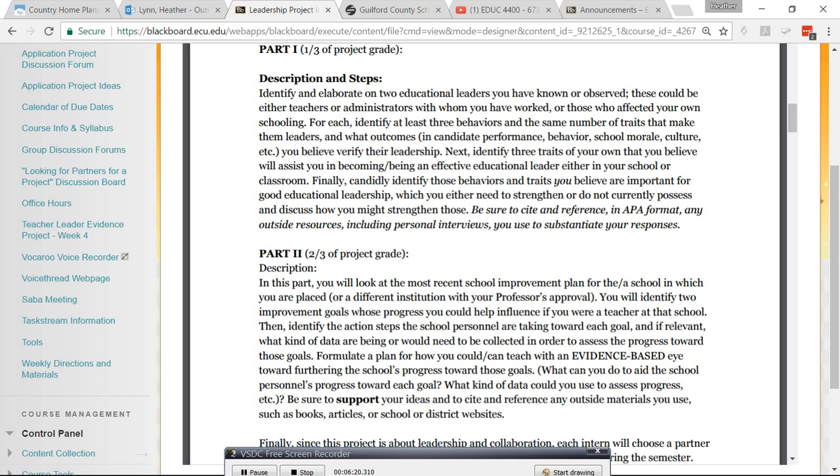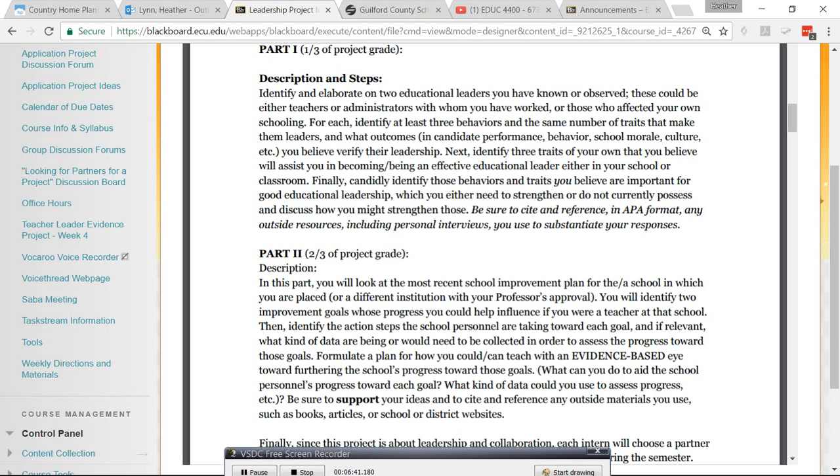For each, you want to come up with at least 3 behaviors and 3 traits that make them leaders, and then think about what outcomes make them leaders. So if you feel like they're really organized, then discuss how being organized affects outcomes in their classroom.